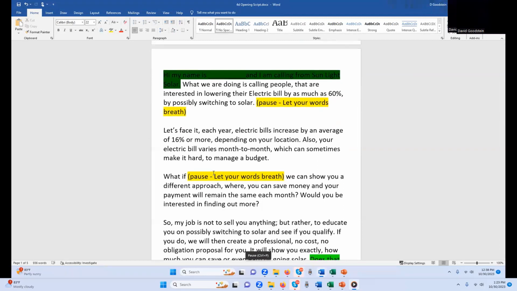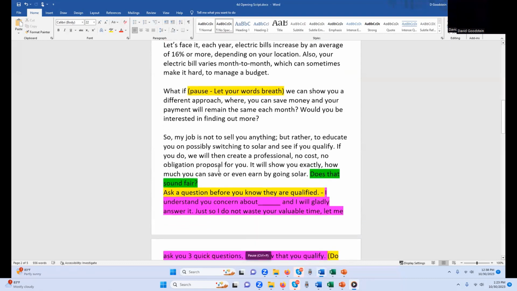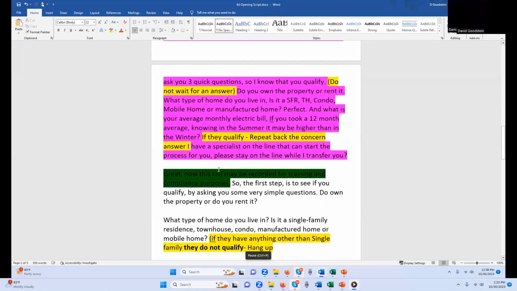You would. Great. So my job's not to sell you anything, but rather to educate you on possibly switching to solar and see if you qualify. If you do, we're then going to create a professional, no cost, no obligation proposal for you. It's going to show you exactly how much you can save or even earn by going solar. Does that sound fair? Great. Now, this call is being recorded for training and compliance purposes. So the first step is to see if you qualify by asking you some very simple questions.